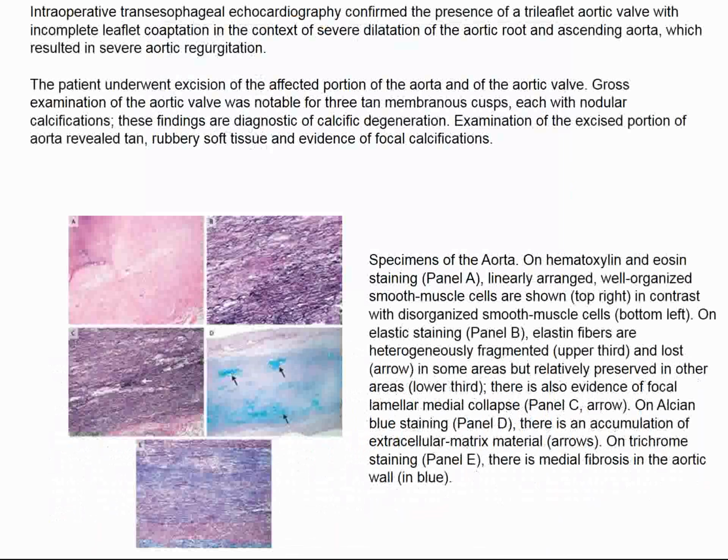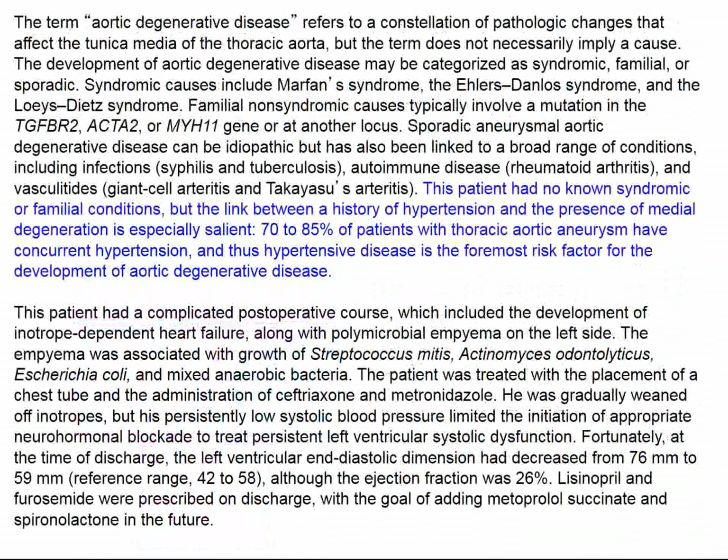So, what happens? He's got an ascending aortic aneurysm. He's operated upon, and what we see here are changes in his aortic media. We used to call this cystic medial necrosis. There are various causes that we can inspect. Some of these are genetic. We wouldn't expect them to show up this late in life.